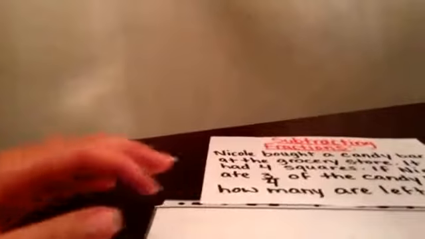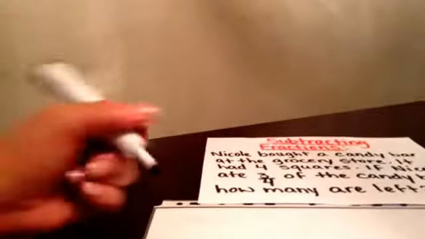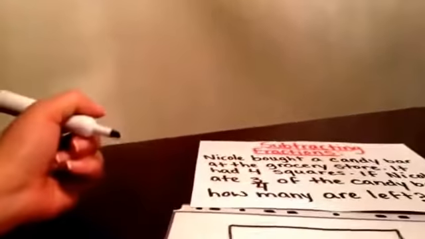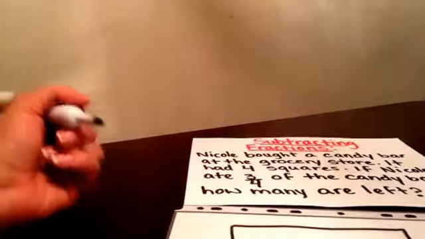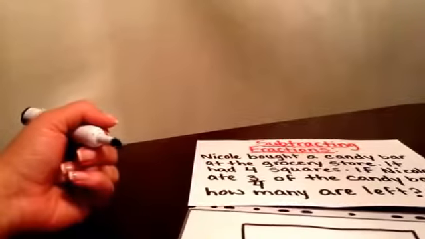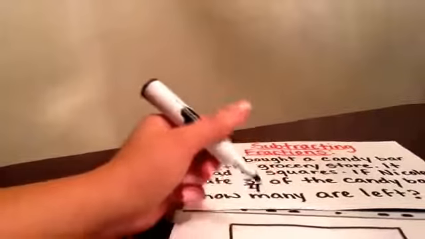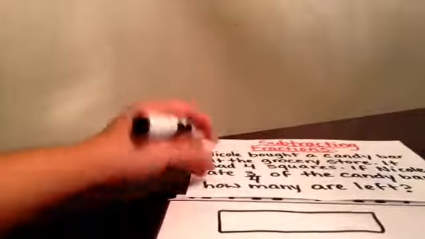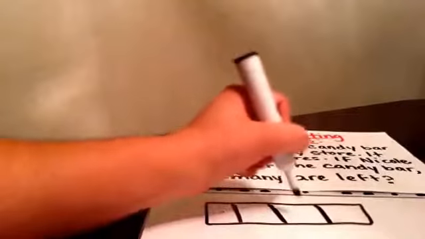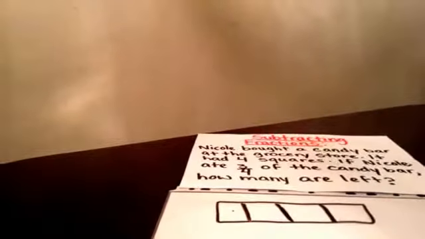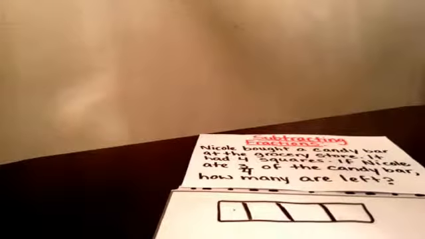And we're going to represent the candy bar as a rectangle too. This one is the candy bar, right? So then we can label how many fractions the candy bar has. So it says that the candy bar had 4 squares. So 1, 2, 3, 4. Okay? So we know that the candy bar has 4 squares.